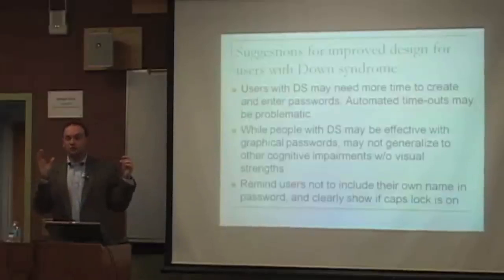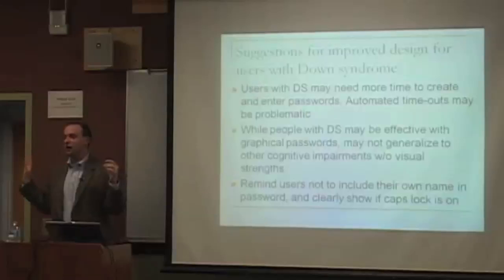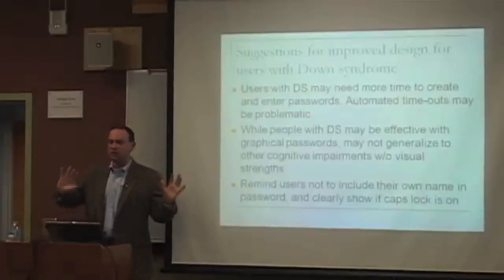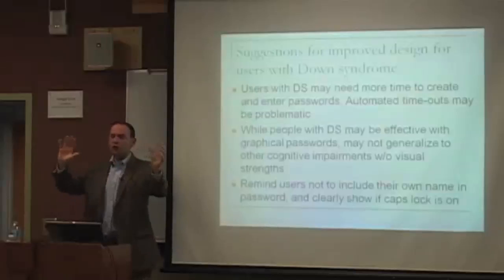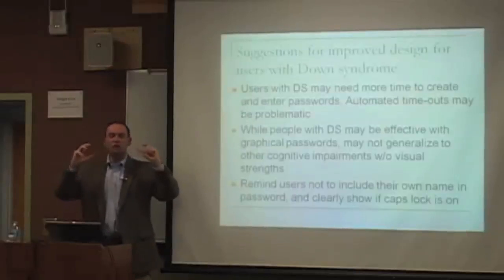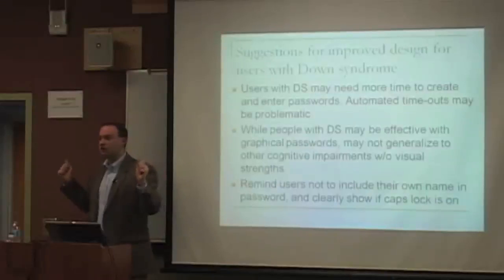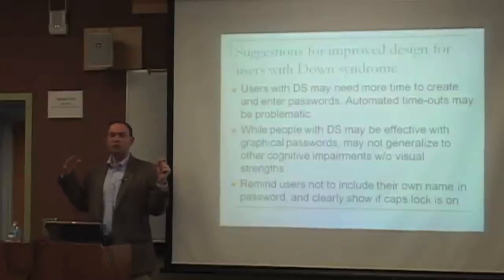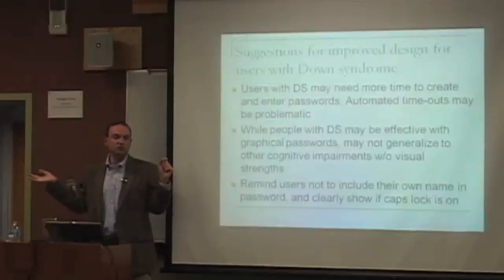People with Down syndrome might be effective with graphical passwords, but it may not apply to other cognitive impairments. We're always trying to say, well, okay, how can we take what we've learned here and apply it to other populations? We know people with Down syndrome have visual strengths. So what we're saying about people with Down syndrome may be very effective with graphical passwords, but that may not translate to people with autism. That may not translate to people with other types of cognitive issues.